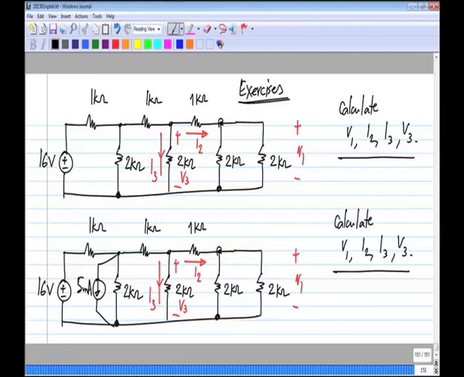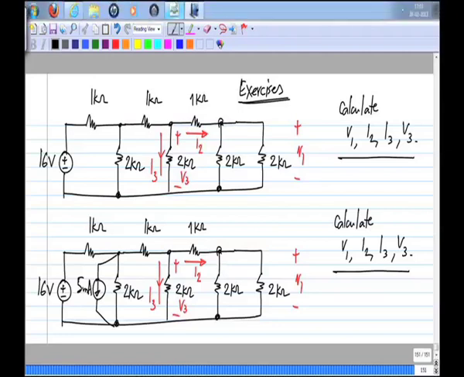Somebody answered saying V1 will be 8 volts. That is not correct. Please do the analysis in detail and then solve for it.